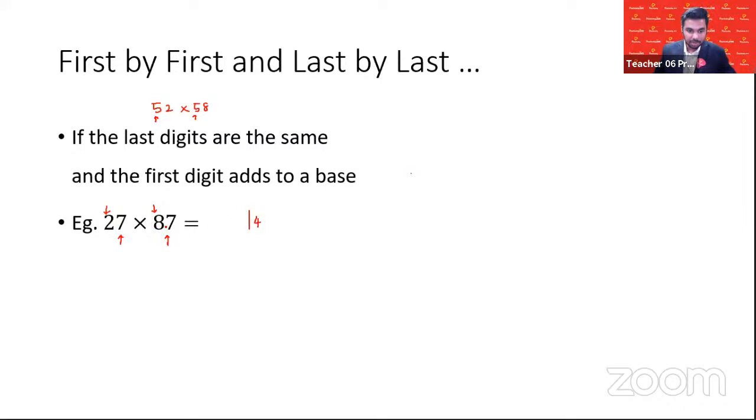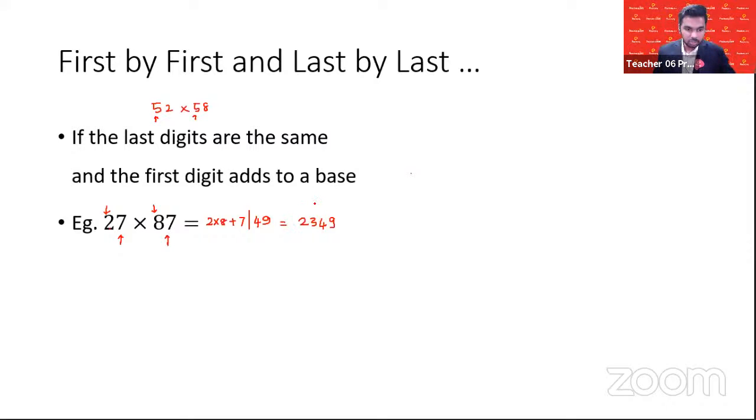You can do 7 times 7, which is 49. But now you have to do 2 into 8 plus 7. 2 into 8 plus 7. Why is it 2 into 8? 2 is here, 8 is here. You have to add a 7 to it to get the correct answer. So this is 16 plus 7, which is 2349.